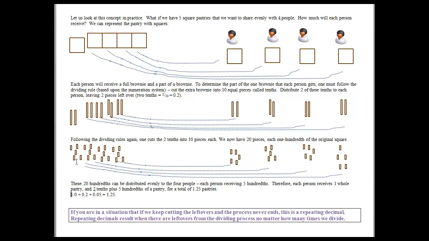All right, and so then we had 2 left over. So we had to again divide that by 10, which gave us hundredths. Okay, so you took 0.2 and you divided it by 10 and you got 0.02.